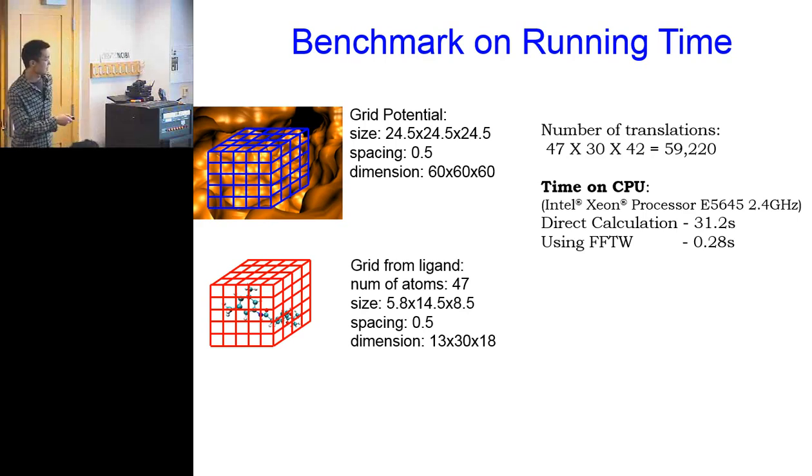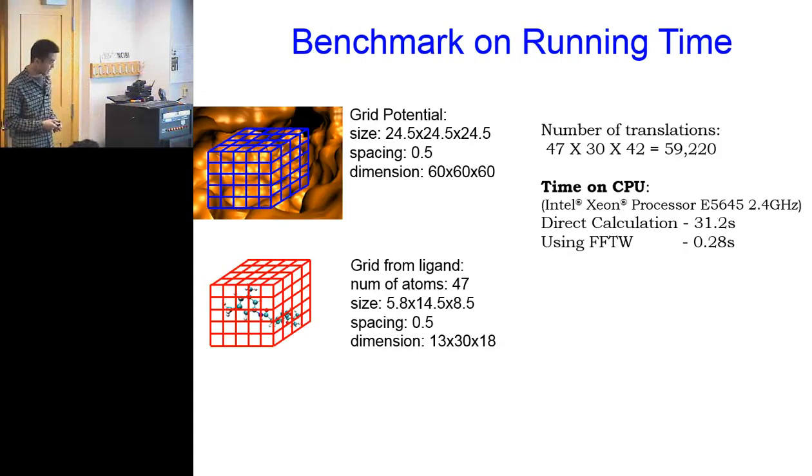I did a test on this kind of CPU, which is already a very good CPU. If you do this naively, it will take about 30 seconds to do all the work. But if you use the FFT we just described, it will use about 0.3 seconds, which is 100 times speed up, right? But you get the same result. You get exactly the same thing in this time instead of this time.